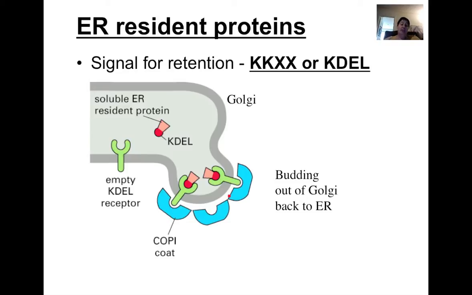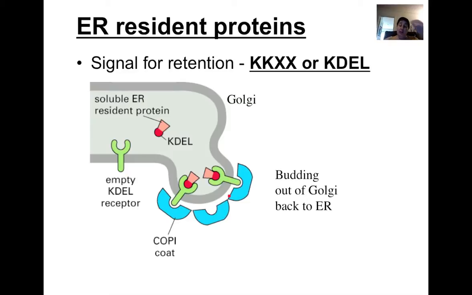So we call this retention signals. This is a Golgi, I mean, an ER retention signal. KDEL is a sequence of amino acids. Remember what Harut's answer was the other day: a sequence of amino acids is something that can be bound by another protein. In this case, it's going to be bound by the KDEL receptor. That leads to budding from the Golgi, transport and fusion back to the ER.